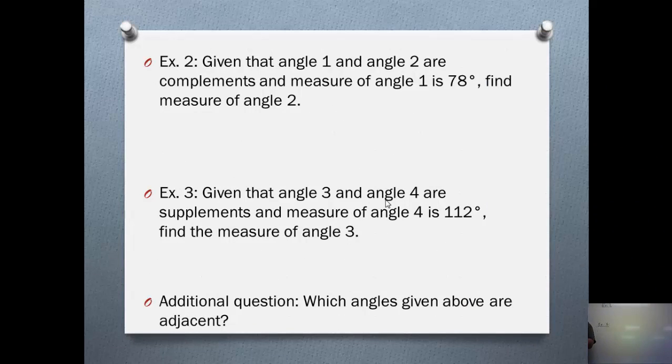For example 2 and example 3, it says given that angle 1 and angle 2 are complements, and measure of angle 1 is 78 degrees, find the measure of angle 2.